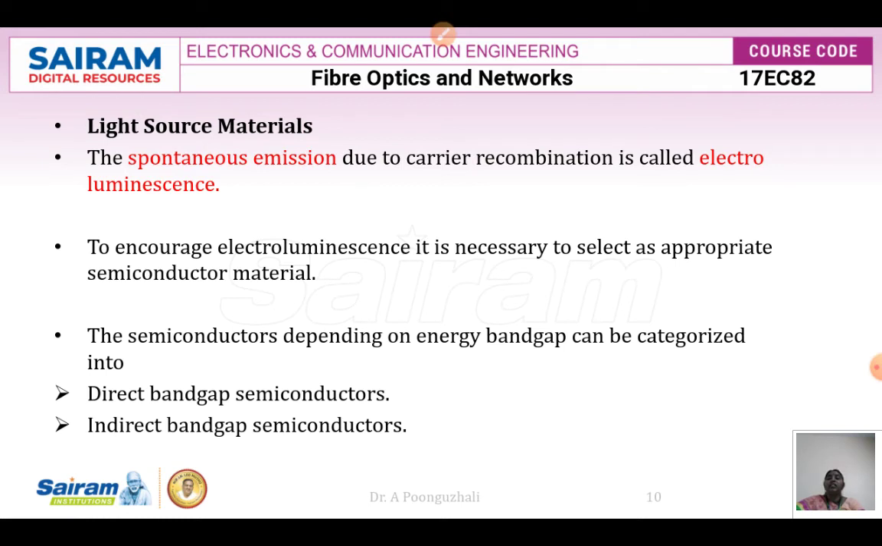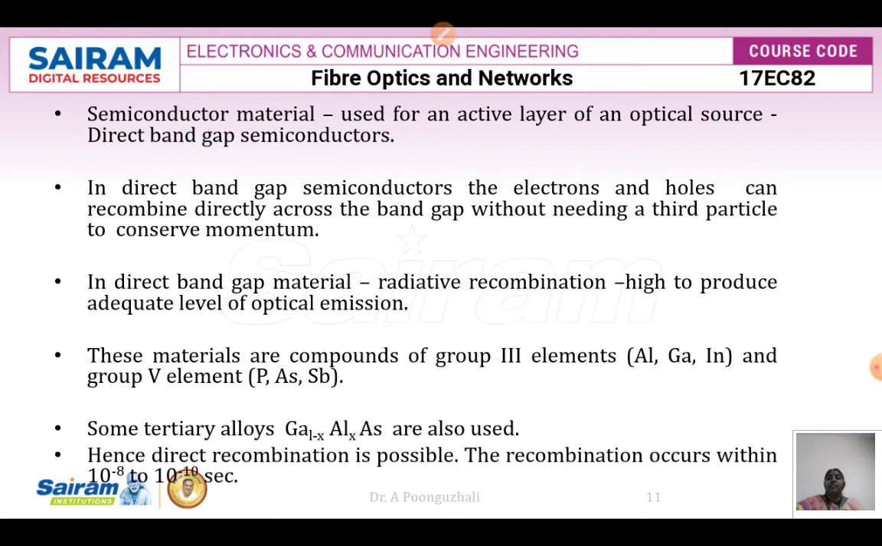So here in this case, to encourage this electroluminescence, we should select a proper semiconductor material. The semiconductor is going to depend on the energy bandgap, which can be categorized as direct bandgap semiconductors and indirect bandgap semiconductors. So in a semiconductor material, when it is going to be used for the active layer of an optical source, it should have a direct bandgap.